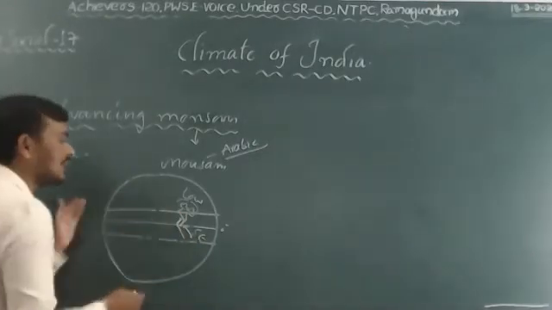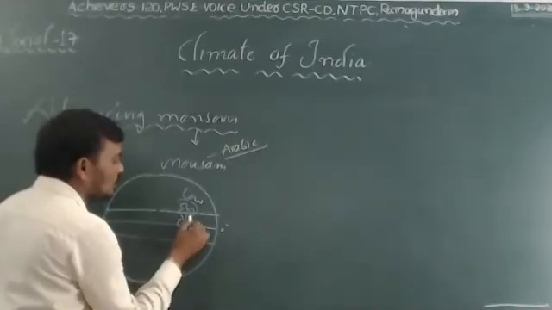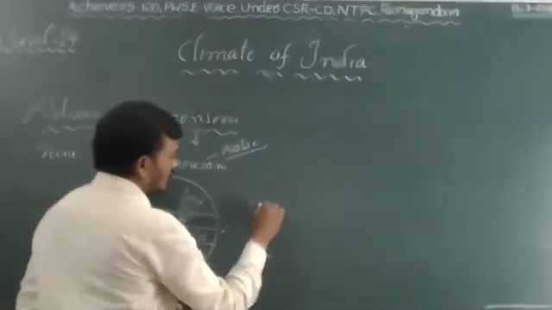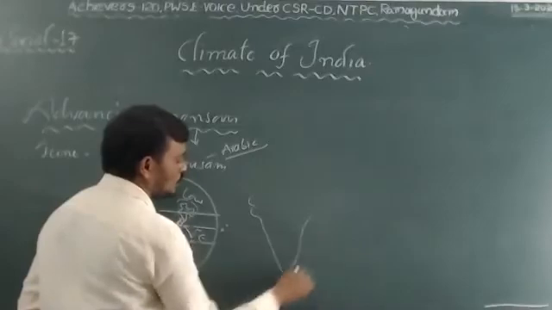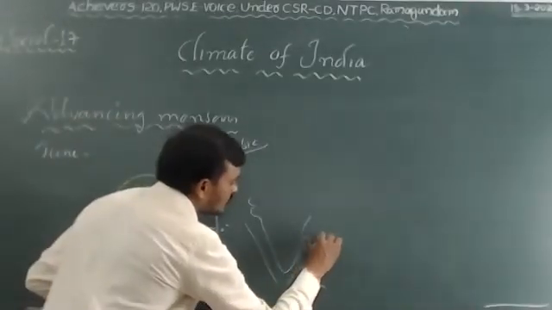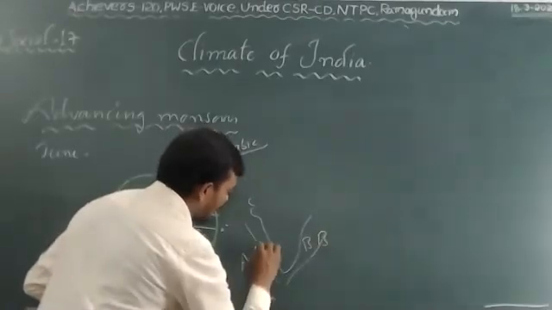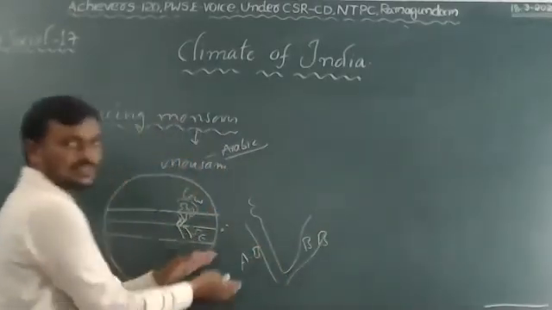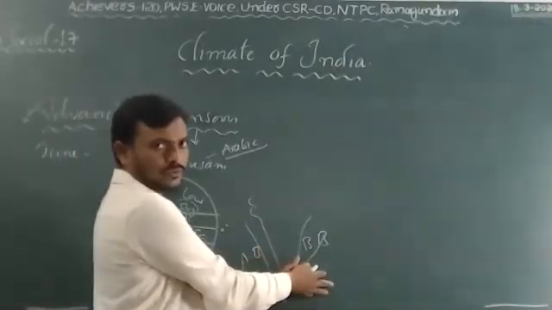So when they reach India, they can be divided into two branches. Yes, the monsoons can be divided into two branches. That is the Bay of Bengal branch and the Arabian Sea branch. Now this is the Arabian Sea. This is the Bay of Bengal.